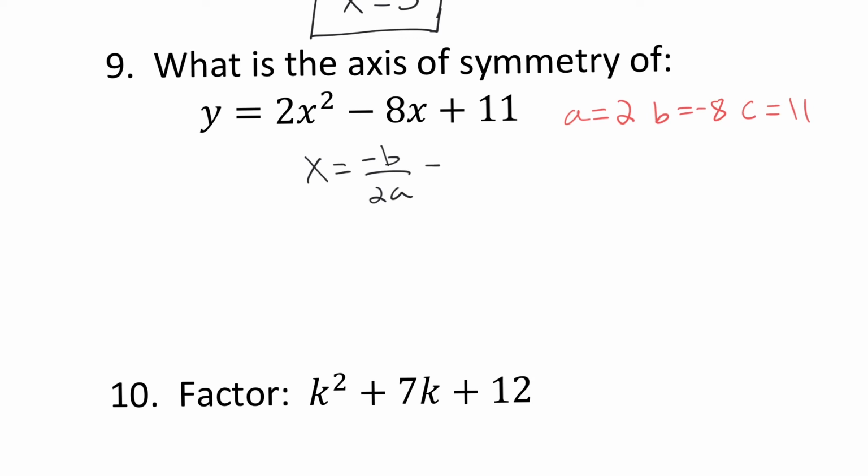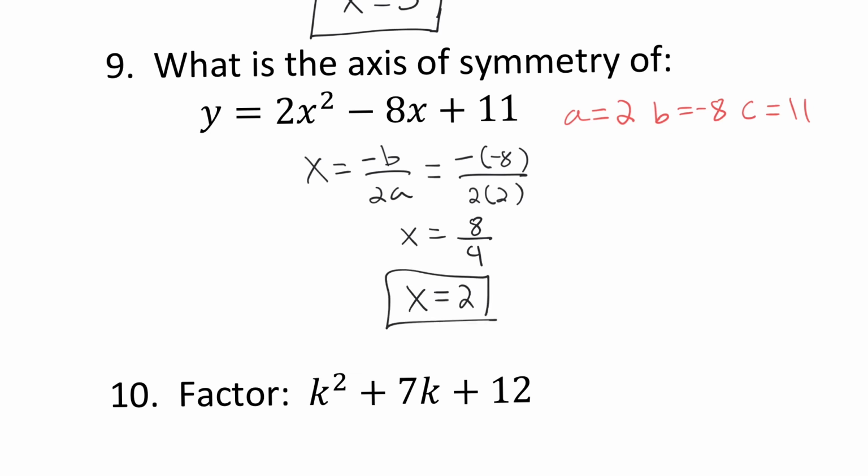So I'm going to substitute. In that formula, negative b, which is negative 8, over 2 times a, which is 2. You guys are going to simplify. So the top, negative times negative, will be a positive 8. And the bottom, 2 times 2 is 4. You guys divide. 8 divided by 4 is 2. So the axis of symmetry is at x equals 2.